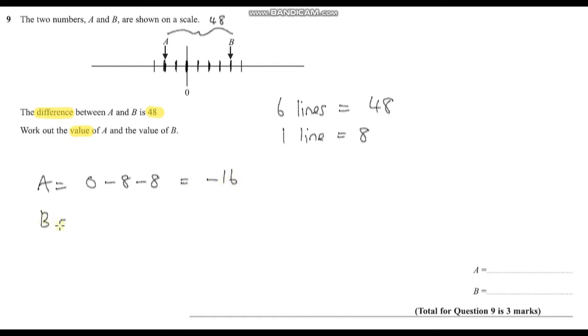And then b, well, we're going up this time, so it's going to be positive. So we're going up 1, 2, 3, 4 lots of 8. So we can just say 4 times 8. I could have written 8 plus 8 plus 8 plus 8. I've just written 4 times 8, which is 32. So a is equal to negative 16 and b is equal to 32. And you could do a quick check of your answer. If you work out the difference between these two numbers, you will get 48.